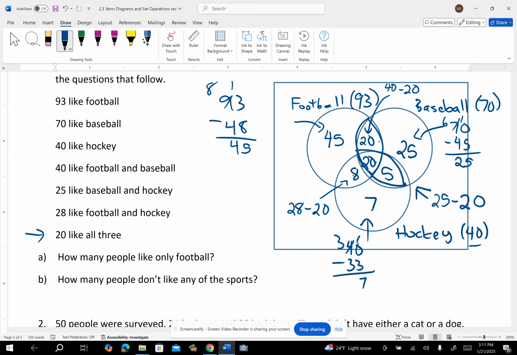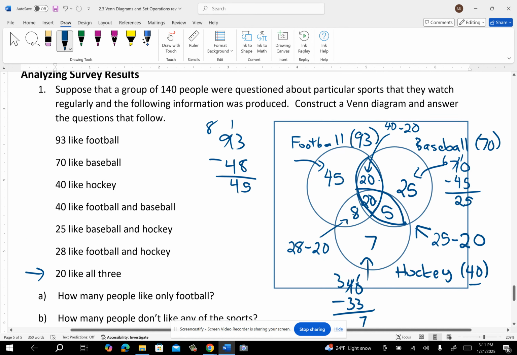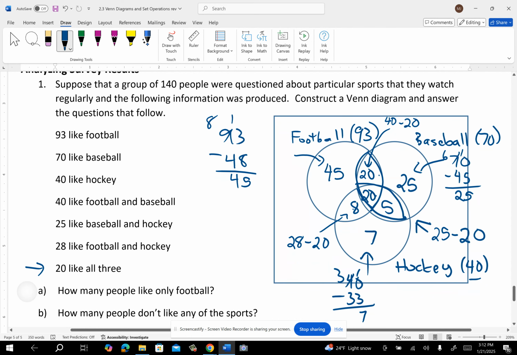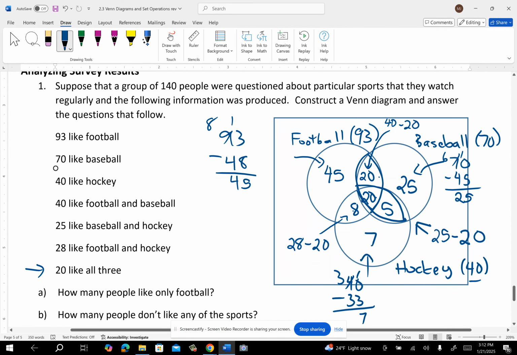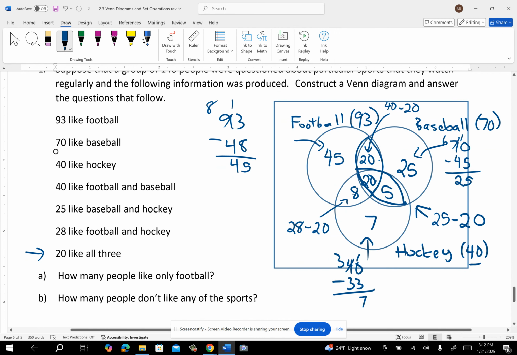Okay. All right, now, part of what you had to do was to construct the Venn diagram. Then you were asked to answer the questions that follow. So when they ask me how many people like only football, I need to recognize that the answer to that question would be this region. So my answer would be 45.